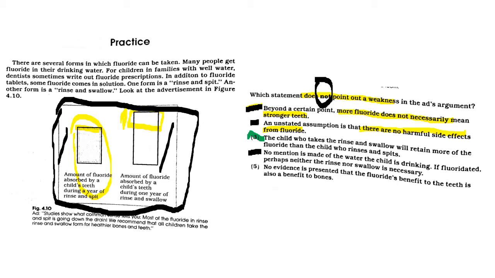And lastly, no evidence is presented that fluoride's benefit to teeth is also a benefit to bones. Look here, it says bones and teeth. Bones is put into the very last sentence, and nothing else in the passage shows you that this is true. So this is a good example of a weakness because there is a claim made, there's an opinion that is given that has no evidence to support it.